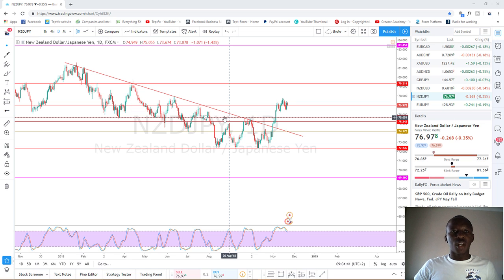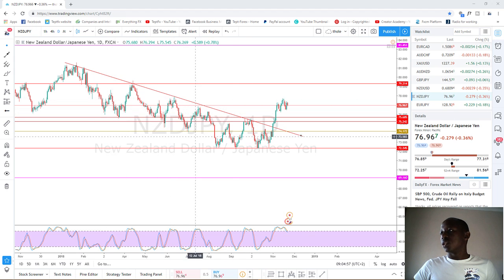I would like to show you a trading opportunity on NZDJPY, which is the New Zealand dollar against the Japanese yen. So I'm currently on the daily chart. As you can see, the price was forming lower highs, lower highs, and lower lows, all the way down.